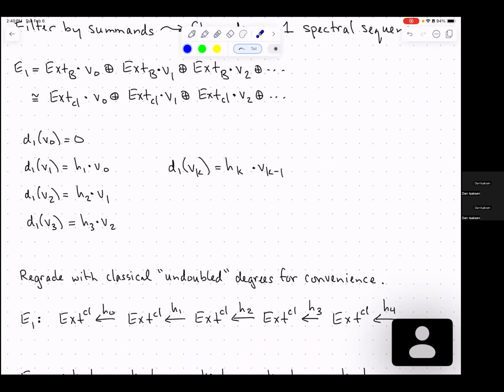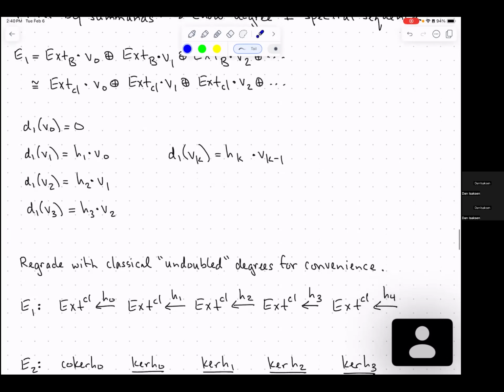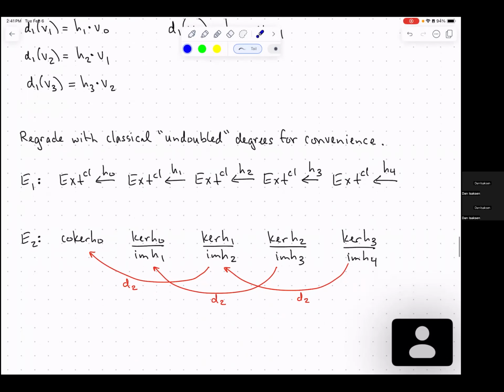Okay, so I'm going to regrade with these classical undoubled degrees, and then this H1 in X-B is really H0 in classical X, and this H2 in X-B is really H1 and so forth. So the E1 page looks like what I've drawn there in the middle. That's the V0 copy, that's the V1 copy, that's the V2 copy, and so forth. And the d1 shifts by 1 and multiplies by H0, multiplies by H1, multiplies by H2, and so forth.